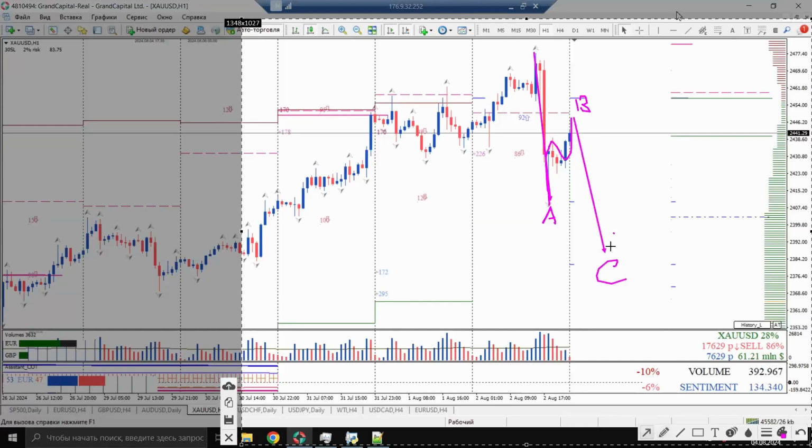The question is whether the correction has ended. Hopefully, this is an impulsive wave A of the correction, followed by wave B, and then another impulsive wave C of the correction.